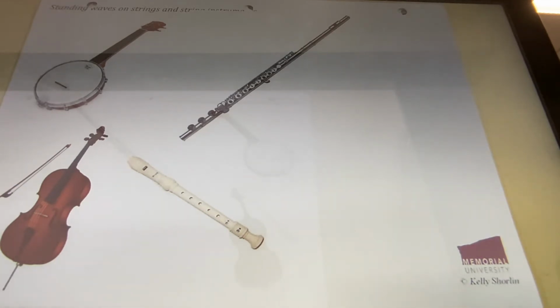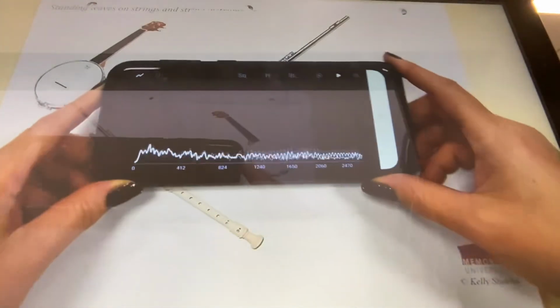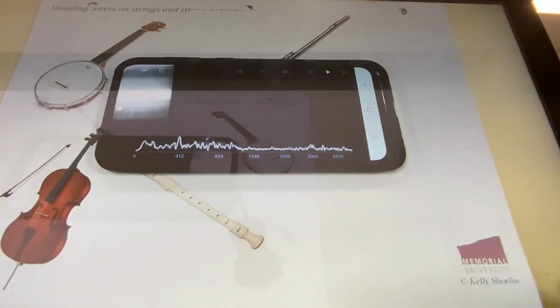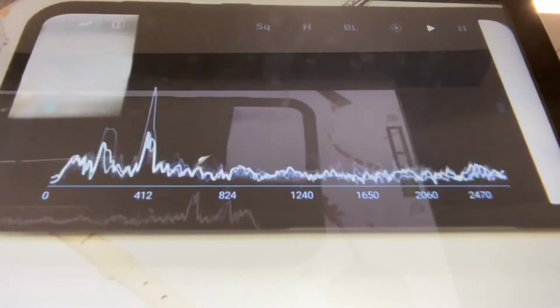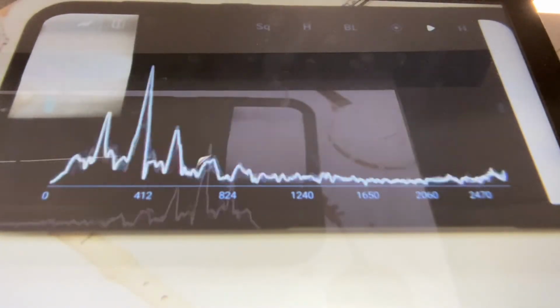I thought about grabbing my kid's recorder and flute and bringing it in, but I can't play it anyway, so I didn't bother in the end. So what I've got here, this is an instrument on my phone. It's called a fast Fourier transform analysis, an FFT device.